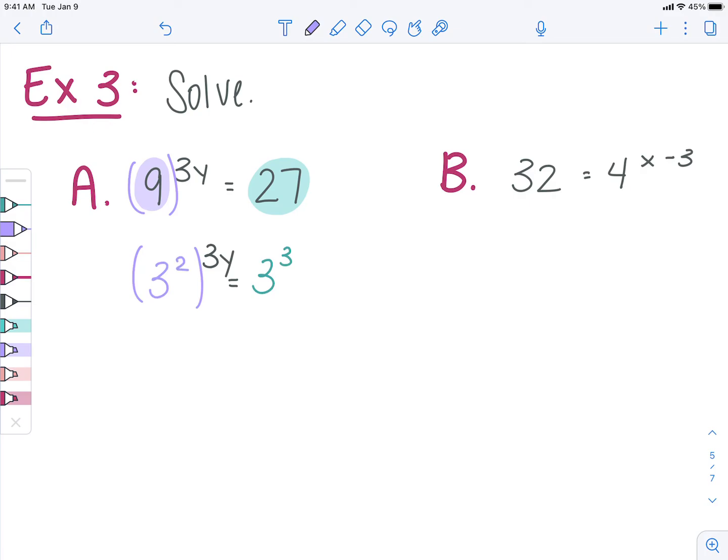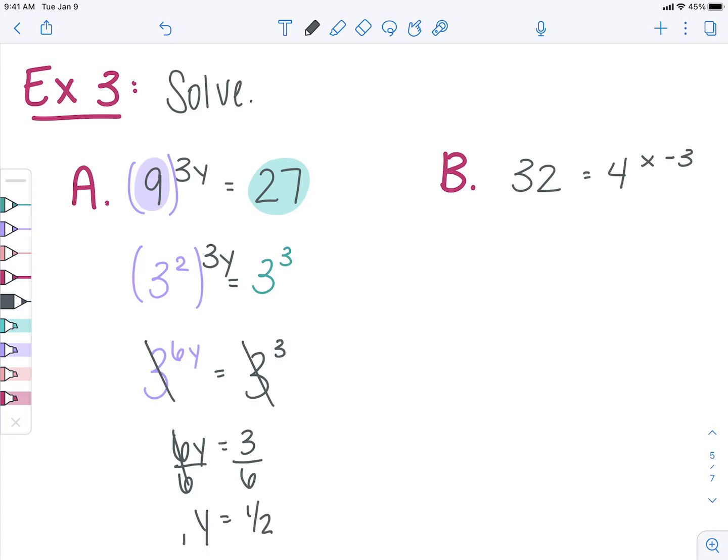And this is why we were practicing those exponent rules in your do now, because now I need to know, what do I do with 3 squared to the 3y? What do I do with those exponents when it's a power to a power? I multiply them, right? So I really have 3 to the 6y equals 3 cubed. Now my bases are the same. I can cancel them. I get 6y equals 3. I divide by 6. And I get y equals 1/2.